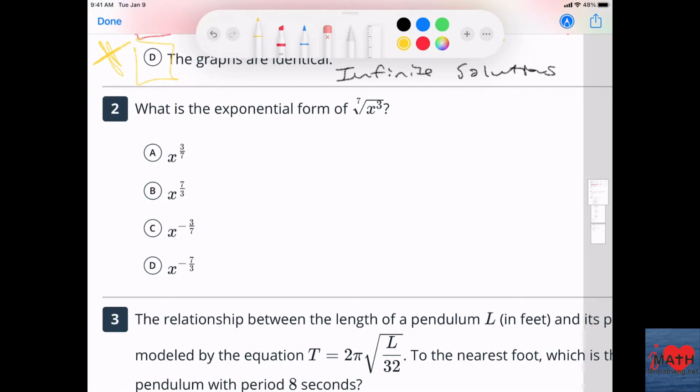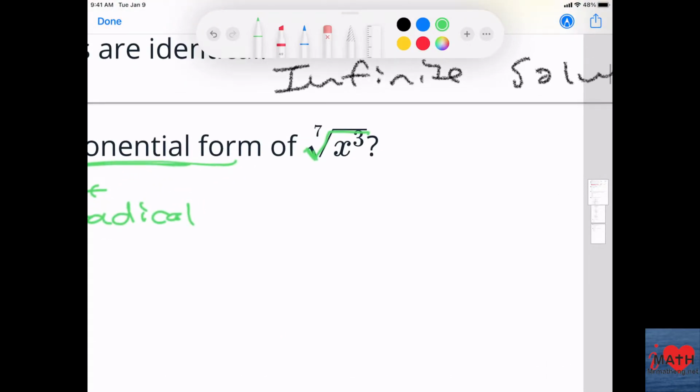All right, number 2. What is the exponential form of this problem? The main idea for exponential here is that we see this radical sign, and basically we need to get rid of it. So it's not a radical function problem. We have to get rid of that. Okay, so I'm first going to put this x here in red, and its exponent inside the radical sign is a 3, and that becomes your numerator.